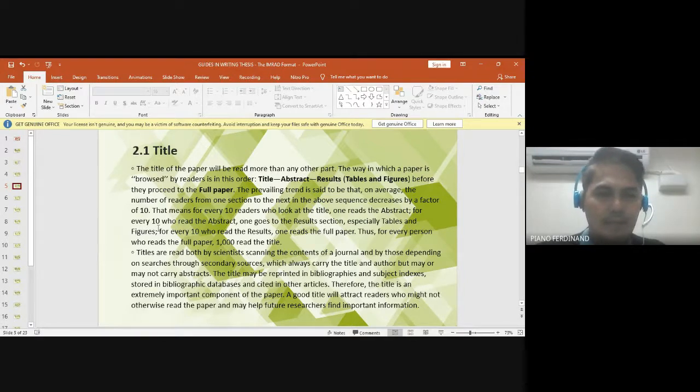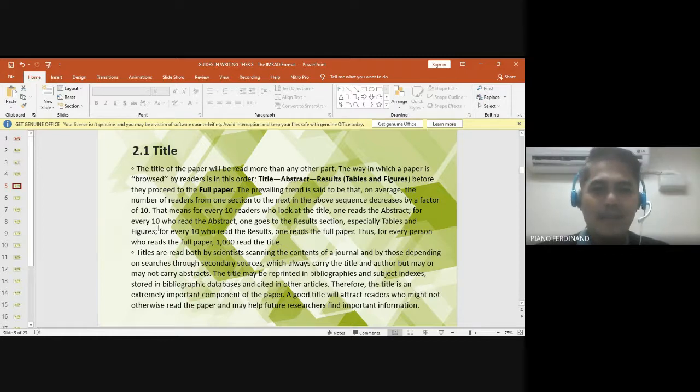10 out of the 100 will proceed to the abstract and read the content of the abstract. From that 10, okay, now let's make it 100 na lang ulit sila. Let's say that 10 becomes another 100%. 10% from that who read the abstract will proceed to the results, tables and figures. Okay, so on and so forth. And then from there, only 10, okay, or 1 out of those 10 will proceed to read the full paper.